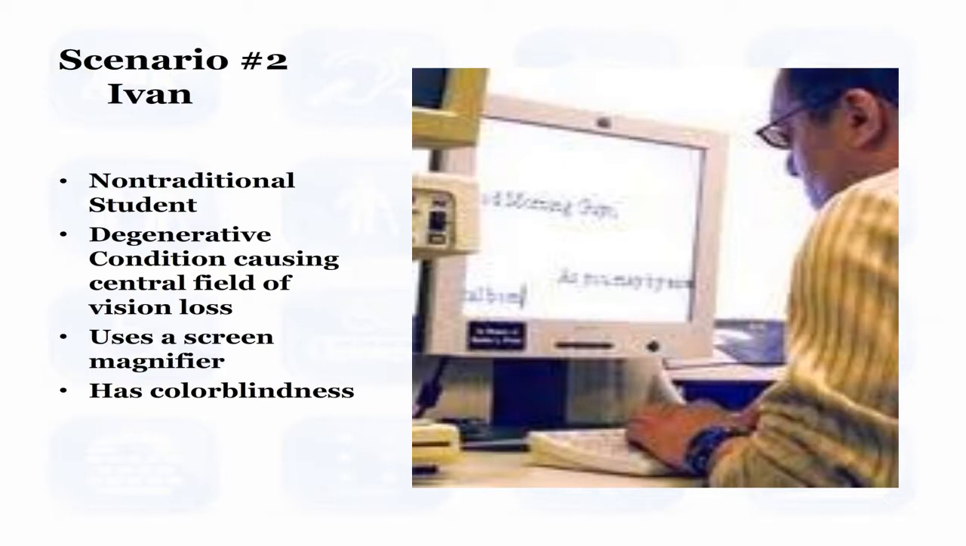Using the magnifier, he is usually able to comprehend graphics. However, on small or fine detail graphics, he may supplement his understanding with alternative text. An additional issue that Ivan has is color blindness, which in his case means an inability to distinguish between green and red.